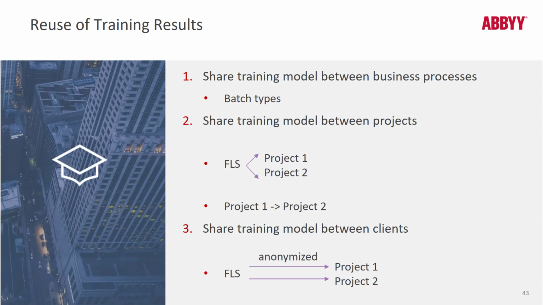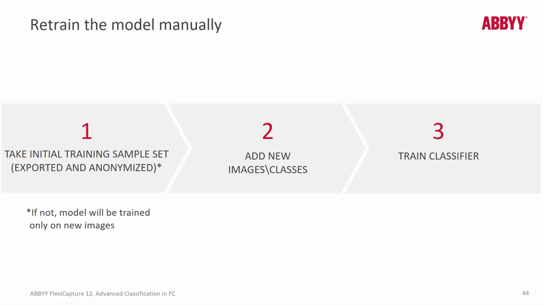And all of this is facilitated by a command line interface called FC Admin Tools. And that allows you to very easily migrate training batches from place to place and reuse those training results. You can retrain the model manually, the classification model. You take your initial set, you add new images and classes, and then you can right-click as an administrator, just right-click and train the classifier.